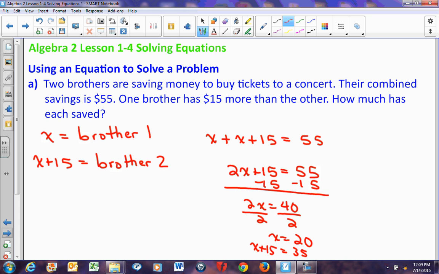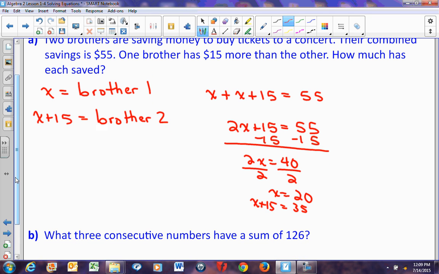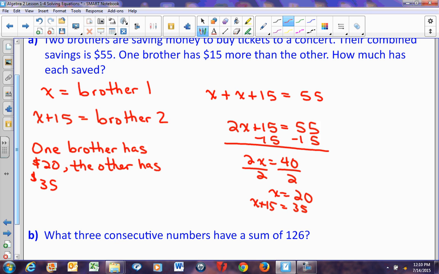Since this is a word problem, we must write it in a complete sentence. One brother has $20. The other has $35. There's our equation. We defined our variables, we wrote our equation, we solved our equation, we answered it in a complete sentence, as you should.